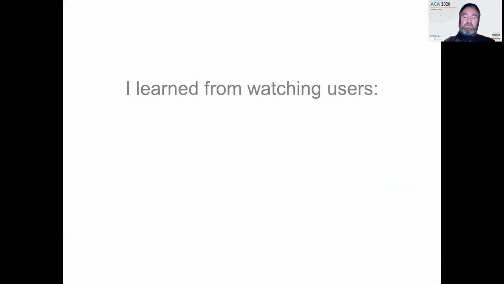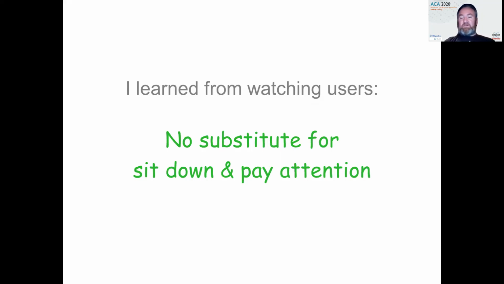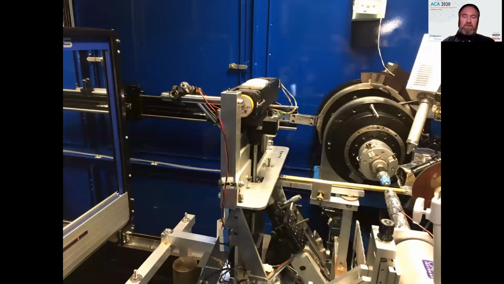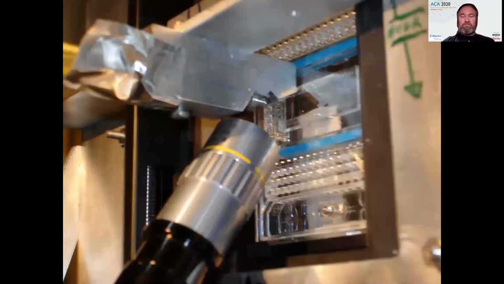So what I learned from watching users is that when it comes to methods development, nothing beats sitting down right next to somebody and paying attention to the things that are bothering them as they come up. I suppose these days we can all appreciate that one. But we also decided to try and eliminate crystal mounting altogether using an in situ mounting idea. This is one of our first in situ goniometers. We're still using this to this day. And here it is with our newer detector.